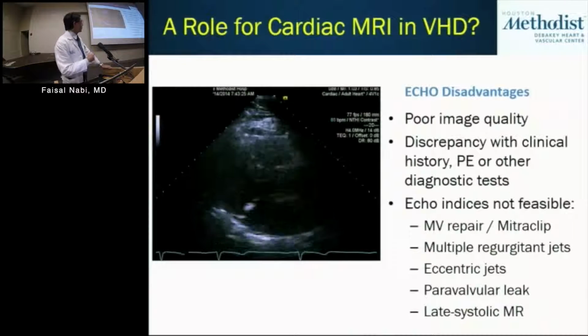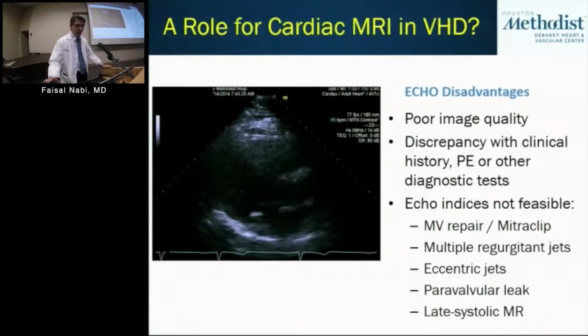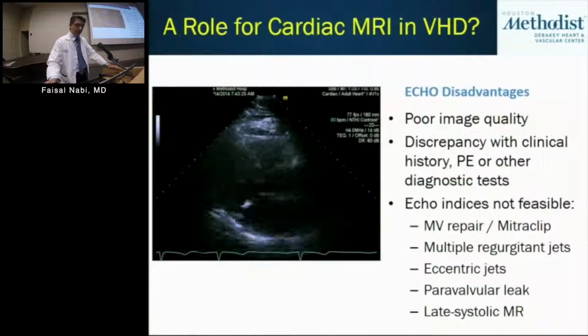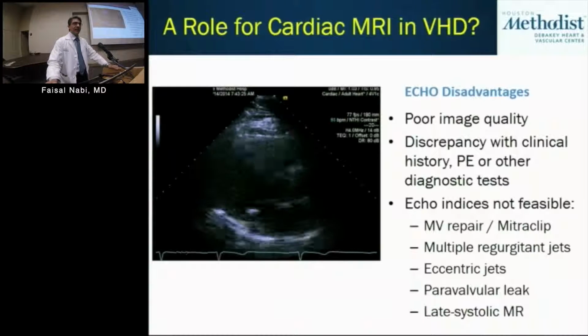So what is the role of cardiac MRI in valvular heart disease? Well, I think we've all seen echoes like this. Obviously, if you have echoes where image quality is poor, this would be an indication to consider a second test. And for those of you who may attend valve clinic or have been in valve conference, frequently there can be a discrepancy between your physical examination of the patient, their clinical history, and some of the diagnostic testing you're receiving. So you need a tiebreaker or another test which may give you more insight.